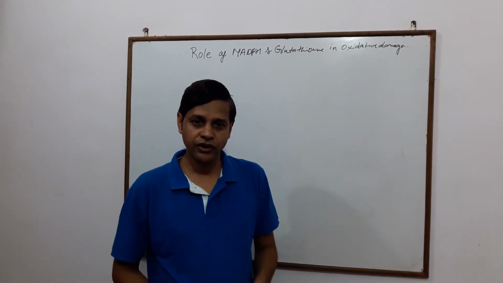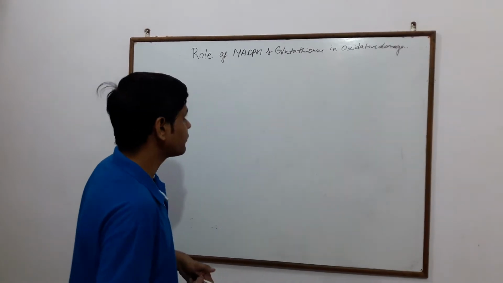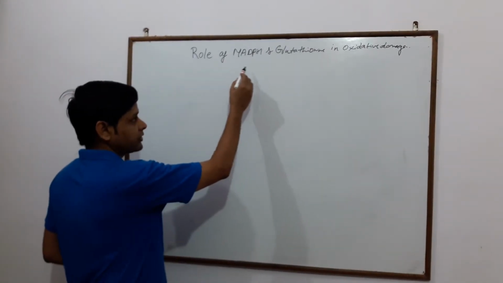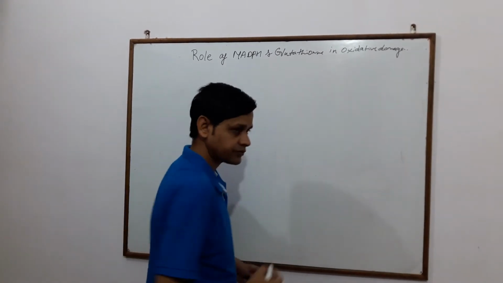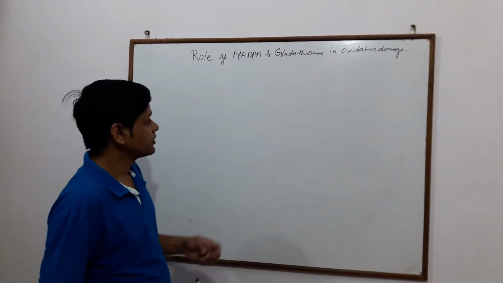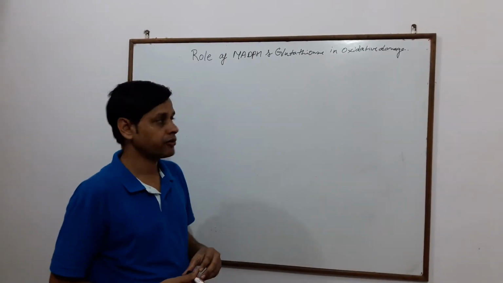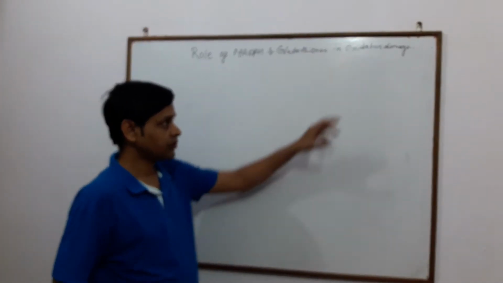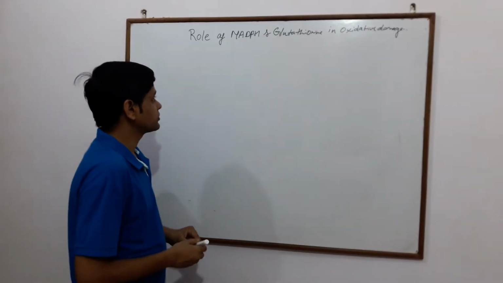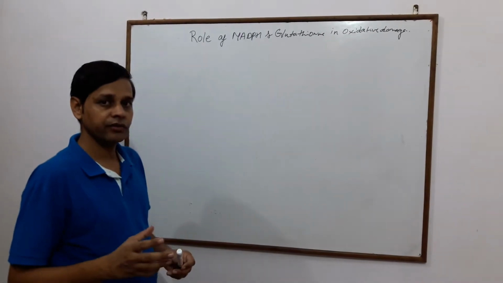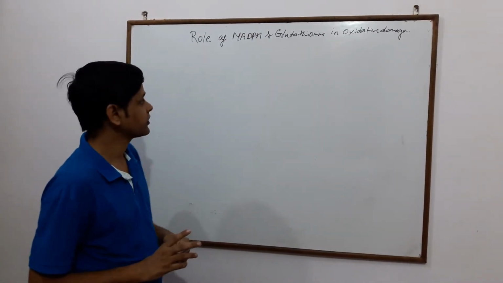So in this video we discuss the role of NADPH and glutathione in oxidative damage. How does the cell protect itself from oxidative damage? So what is the mechanism behind this protection?